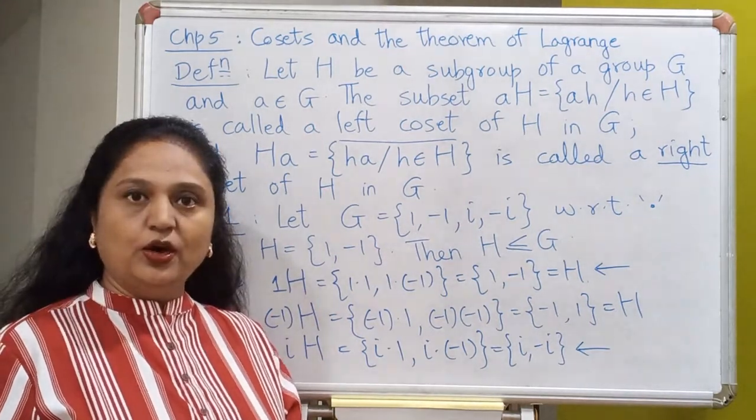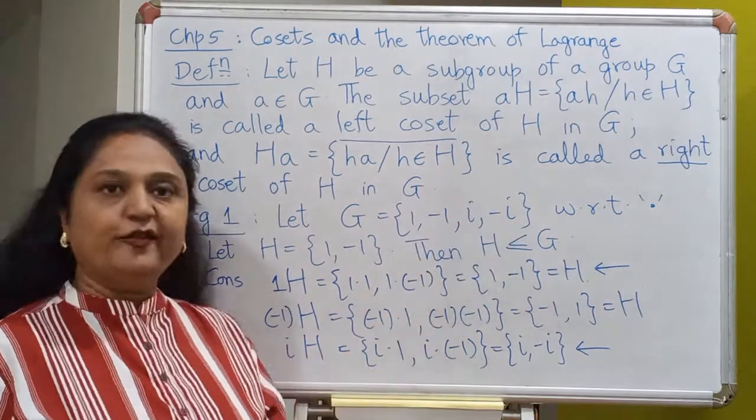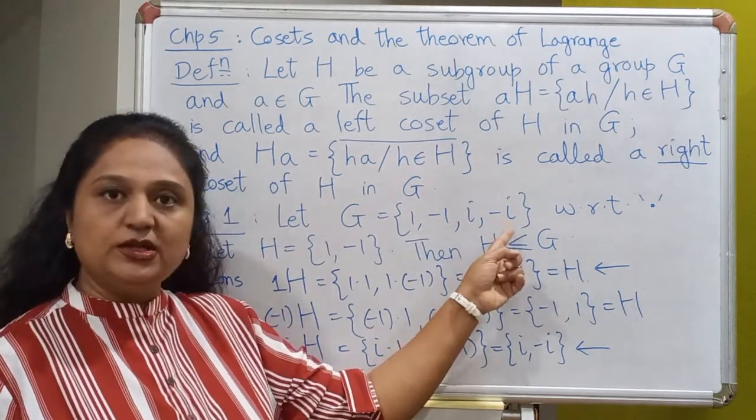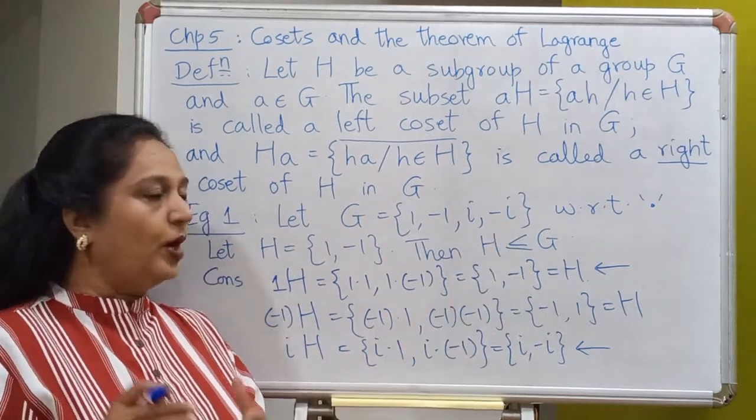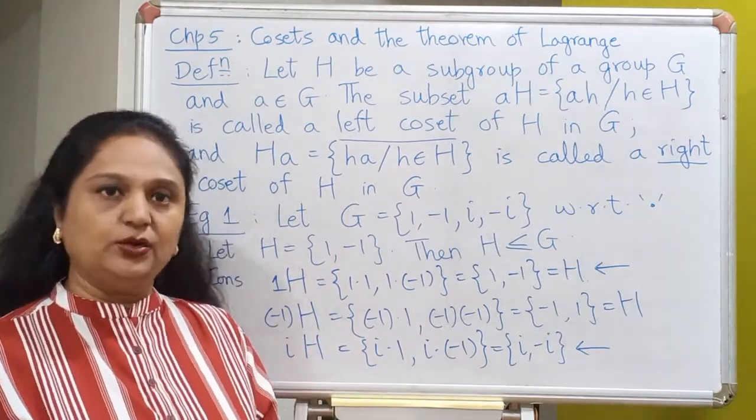Now pause your video and find the last left coset of H in G corresponding to the element minus i. Pause your video, write down the elements of that coset and get back to the video.